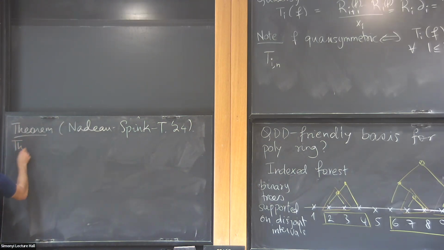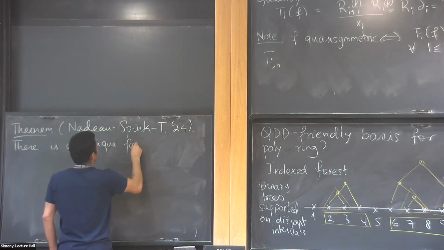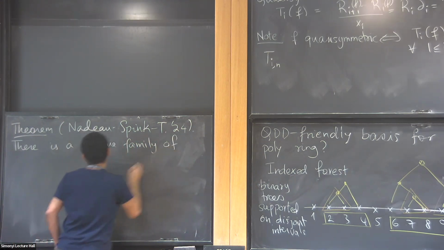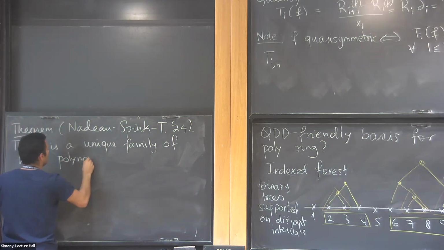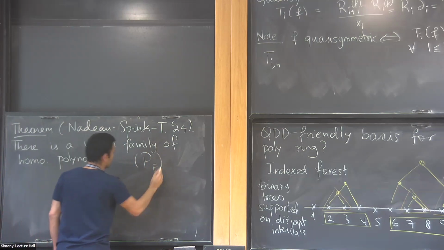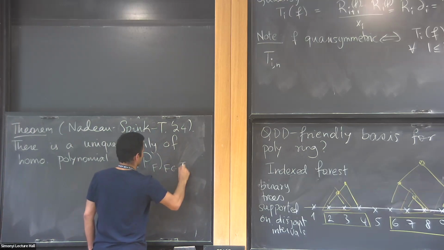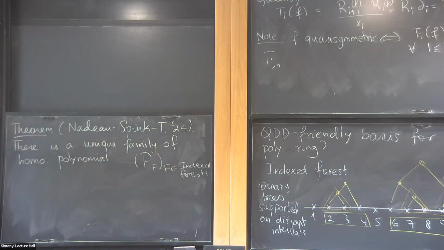So there's a unique family of homogeneous polynomials with the following property. Homogeneous polynomials. And this is going to be indexed by indexed forests, collections of binary trees, such as that. And what are the defining features of this family? Well, the usual one: the empty indexed forest is 1.